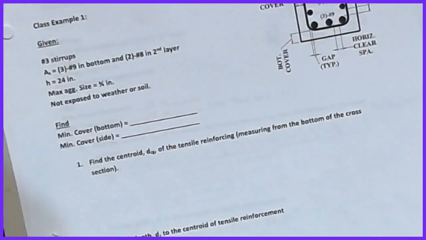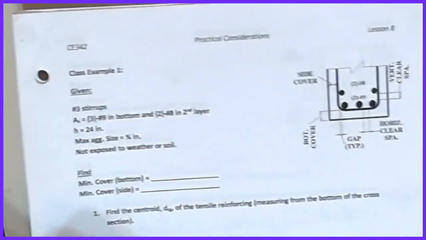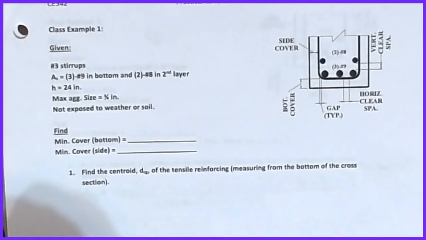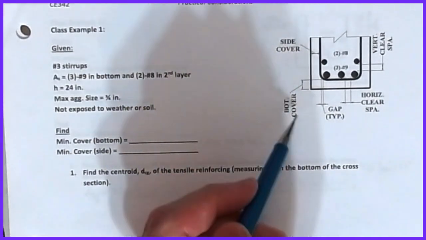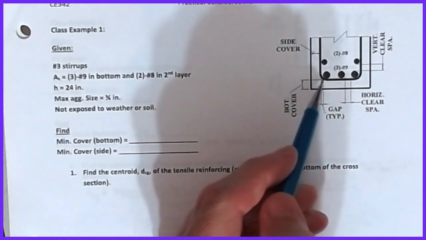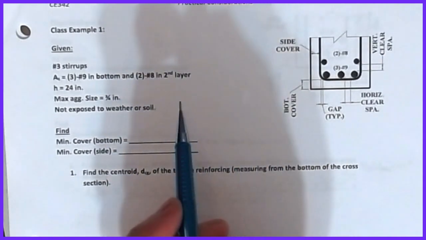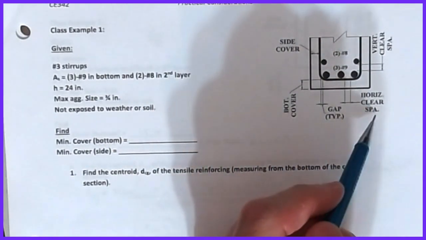So the way that I would consider this in a worked example, one of my class problems, would look something like this. I call out side cover, bottom cover, there's this gap that occurs, and then there's a horizontal clear spacing.